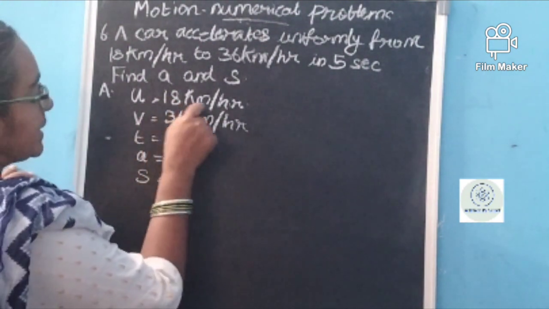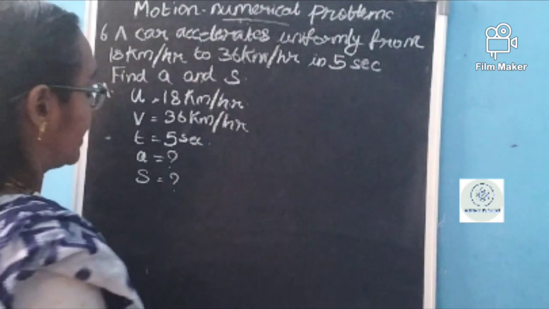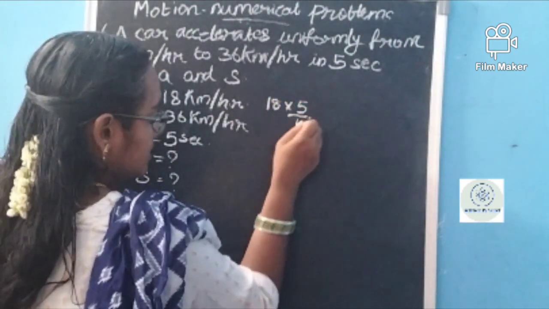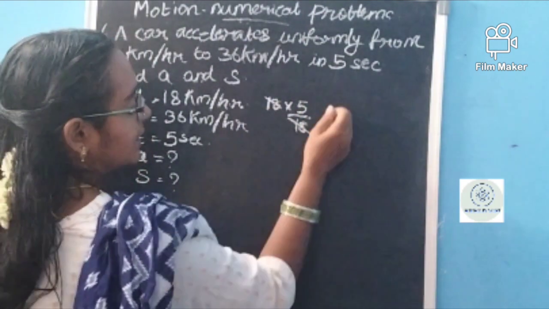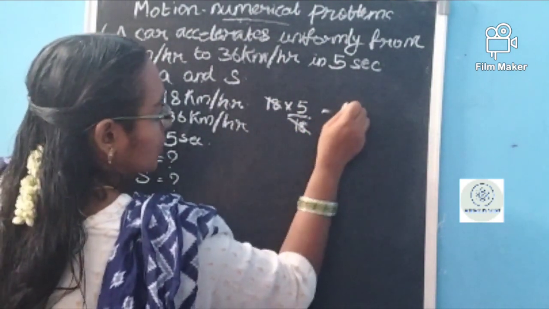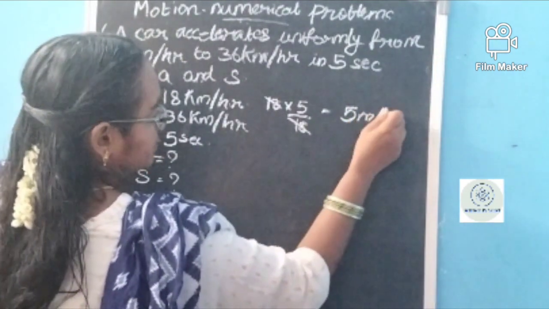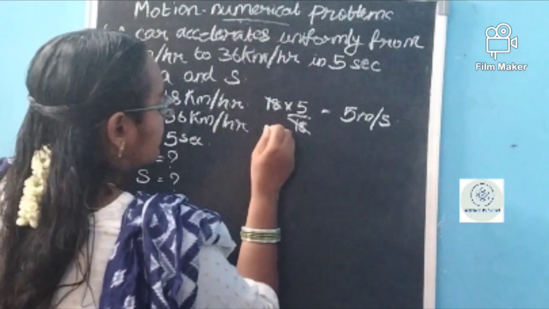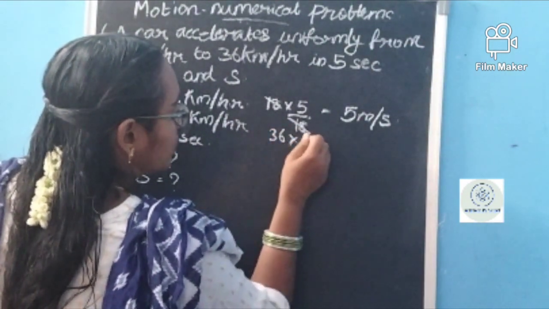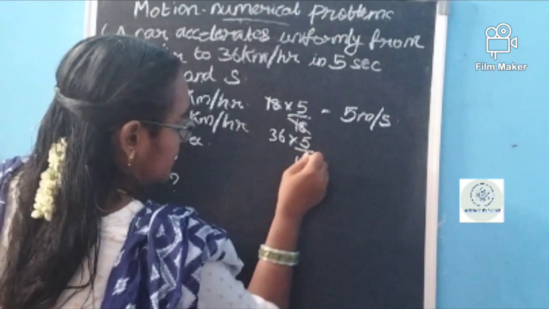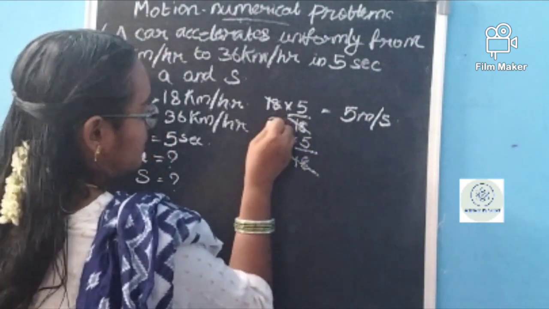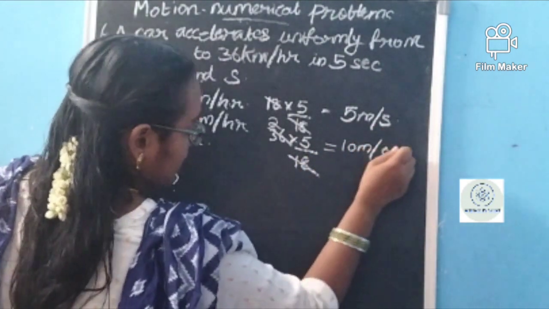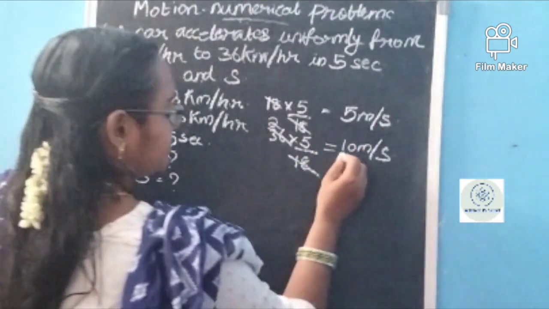18 km per hour has to be converted into meter per second. How can it be? 18 into 5 by 18. 18 cancel and the answer will be 5 meter per second. It is the initial velocity. And what will be the final? 36 into 5 by 18. 18 twos are 36, isn't it? 2 into 5 is equal to 10 meter per second. That is the final velocity.